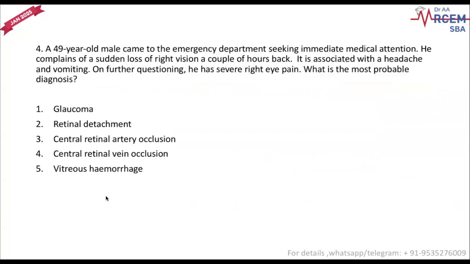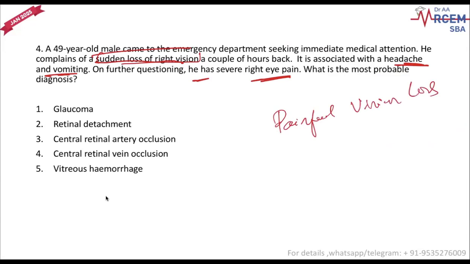A 49-year-old presents to the emergency department seeking immediate medical attention. He complains of sudden loss of vision for the last few hours. It is associated with a headache and vomiting. On further questioning, he has right eye pain also. What is the most probable diagnosis? So it is a painful vision loss that the patient is having. For painless vision loss, we have differential diagnoses: central retinal artery occlusion, central retinal vein occlusion, and retinal detachment.